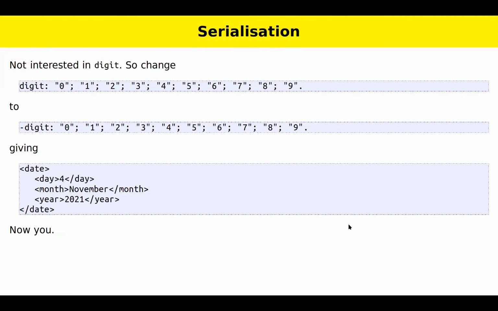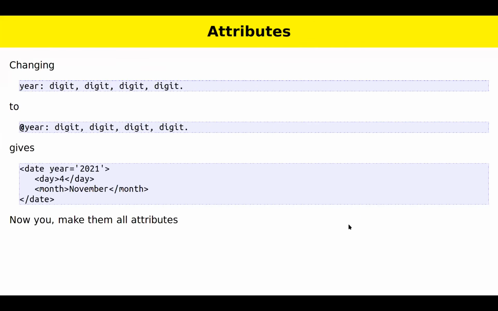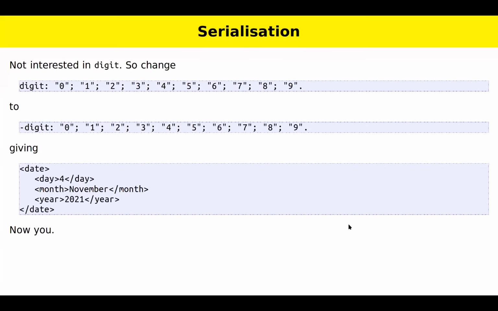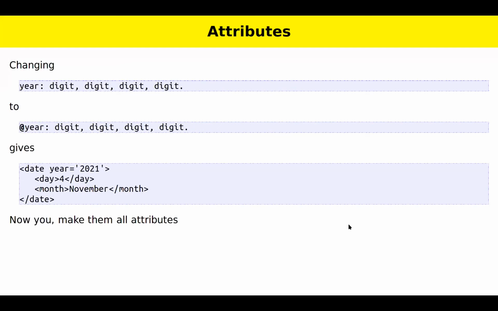Okay, the results are coming in slower, so I'll move on. So that shows you how you can suppress an element, but you can also say, I don't want it as an element, but I want it as an attribute. For instance, if you put an at before the year rule and then run it, you get the date with the year as an attribute and then the day and the month as elements. So what I now want you to do is make all of those, year, day, and month, into attributes and run it.